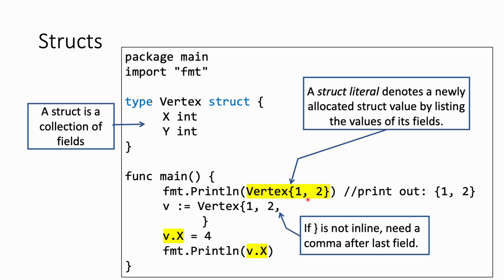Note that in a struct literal, if the closing brace is on a separate line, then you need to write a comma after the last field value. And since Vertex is a data type, you can also declare variables of this type.